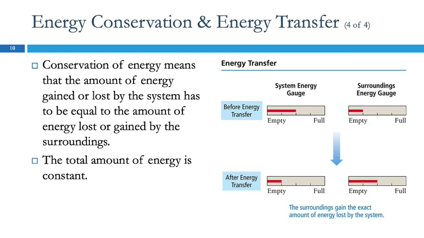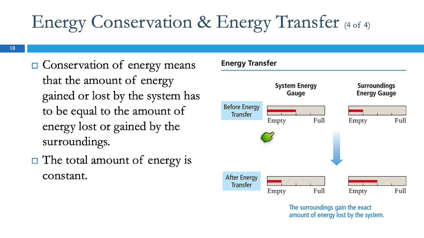So conservation of energy means that however much energy is gained or lost by the system has to be lost or gained by the surroundings. Just like with money, right? I can give you a $10 bill and you can take it. You've gained a $10 bill and I've lost a $10 bill. But we can't just suddenly both get $10 bills. And thankfully, we also can't both have $10 bills vanish into thin air. Sometimes it seems like money just goes away, but it doesn't really. So the total amount of energy is constant.